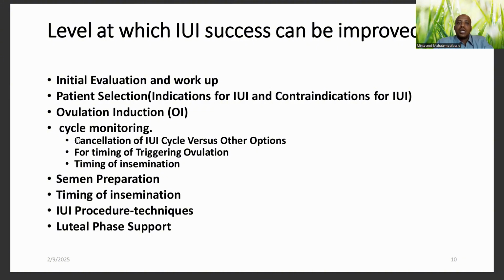The other important thing to increase IUI success is improving semen preparation by giving training for laboratory technicians on how to do semen analysis and good sperm preparation. And by improving the timing of insemination and the techniques of the IUI procedure, you can improve the outcome of IUI success. For selected patients also, by giving luteal phase support, you can improve the IUI outcome. So I will see these things one by one.